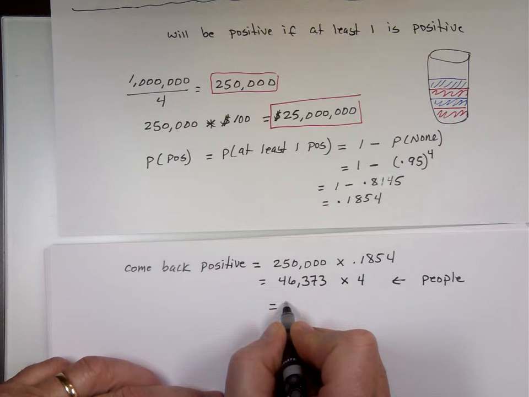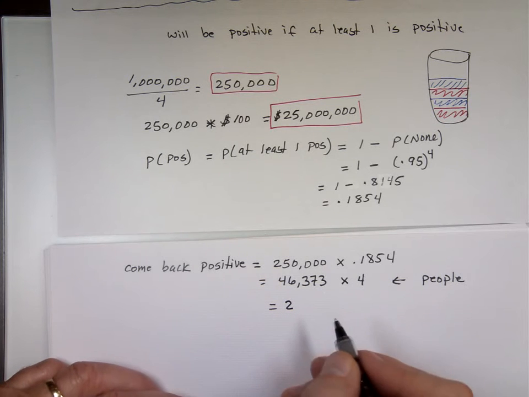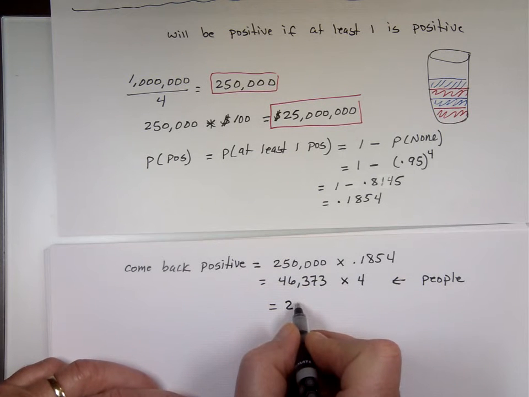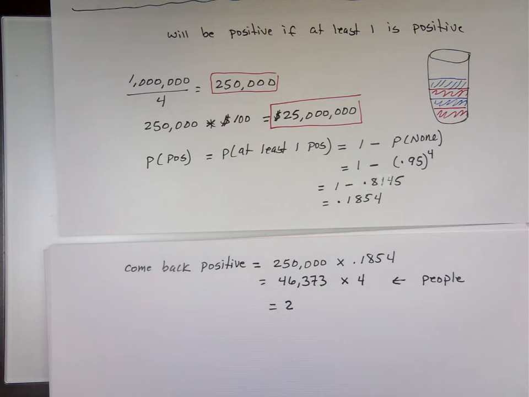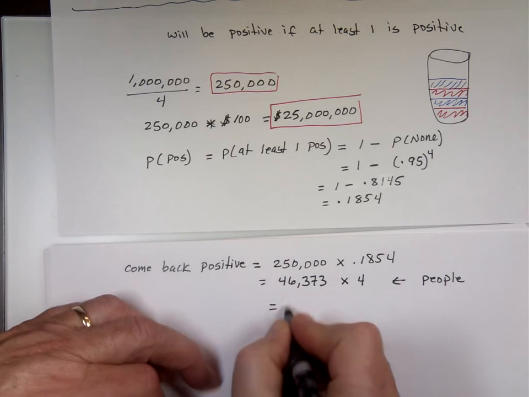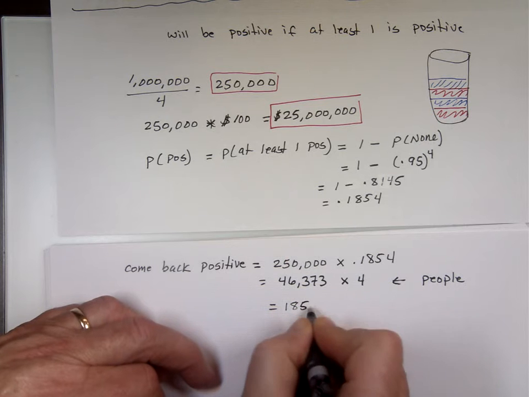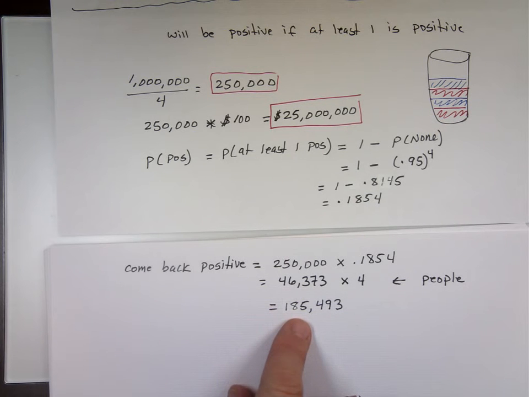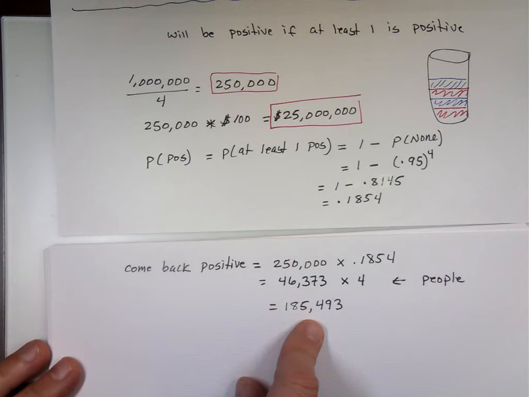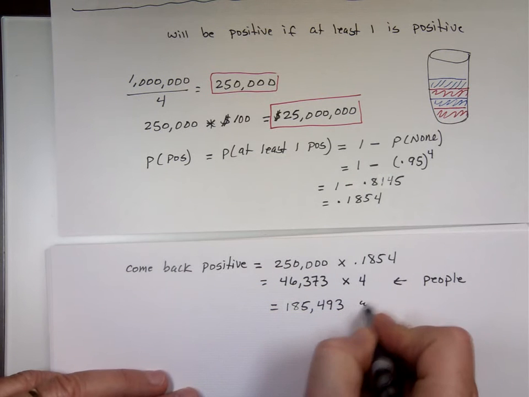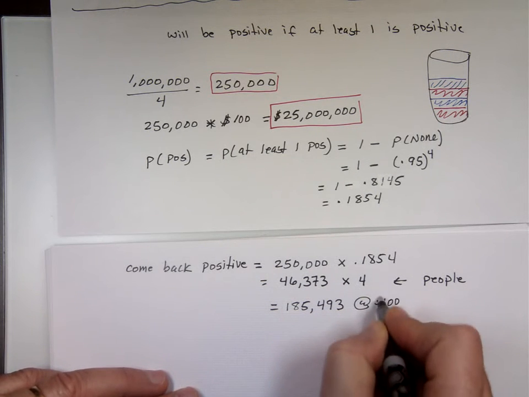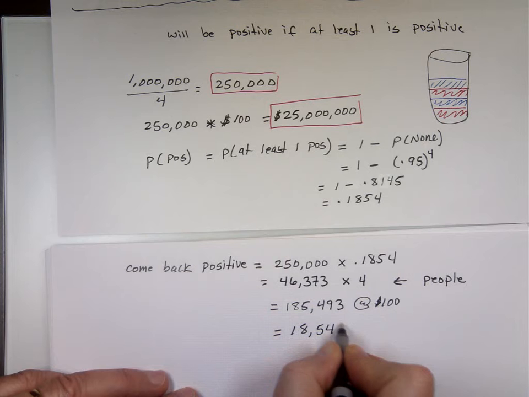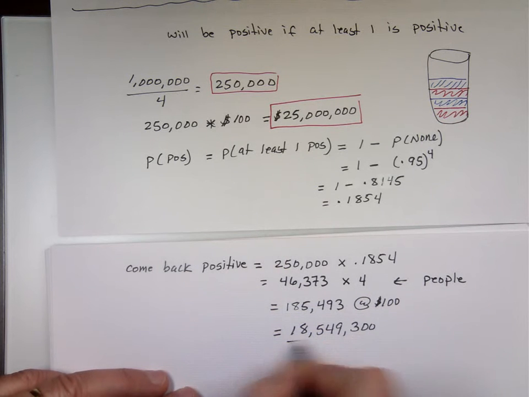185,493. Okay. So I need to test that many people. That's how many more tubes I need to test. At $100 a person, the cost for that will be $18,549,300.